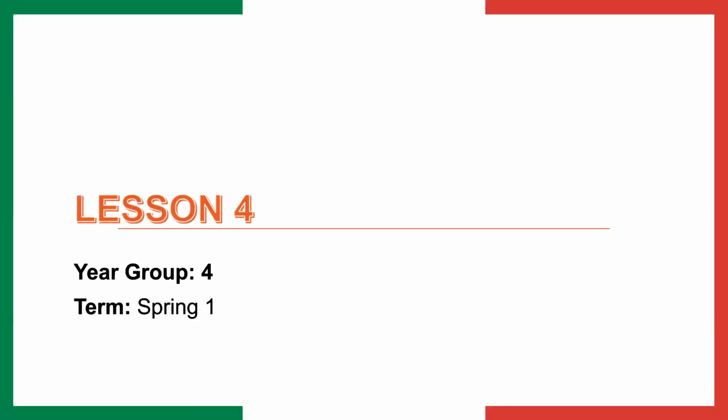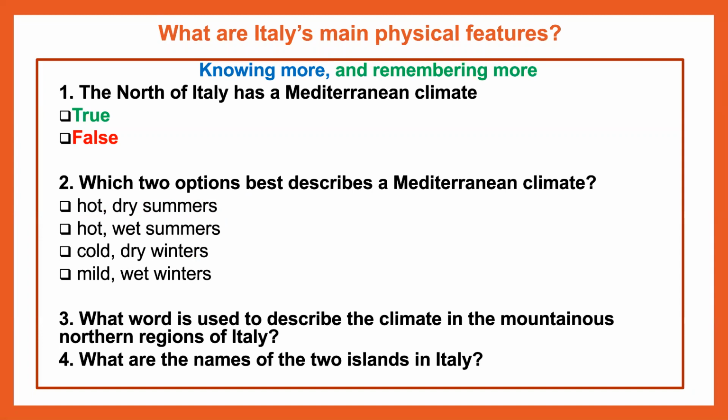Okay, welcome to your fourth lesson of Geography Year 4. We're going to be looking at what are Italy's main physical features. We're going to start with knowing more, remembering more, as we usually do.